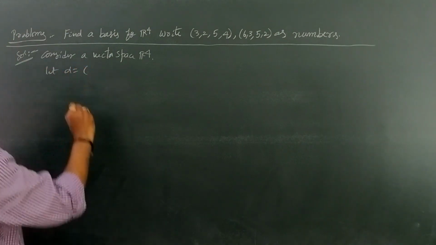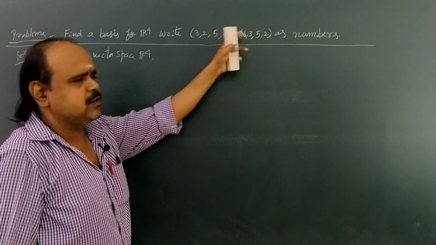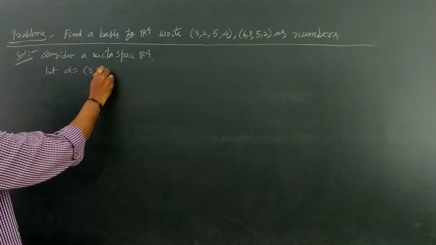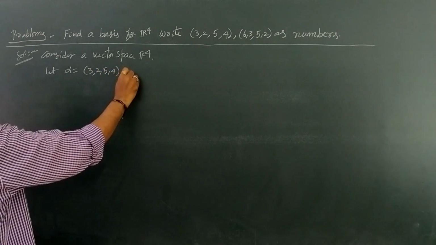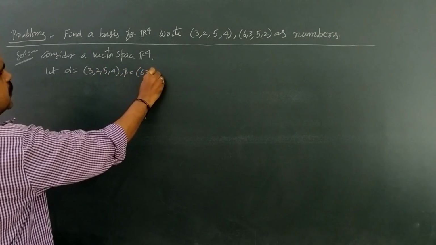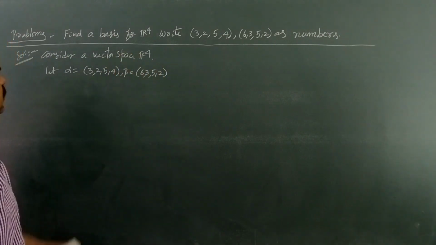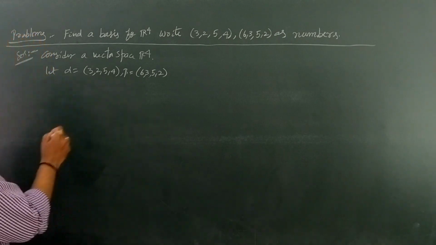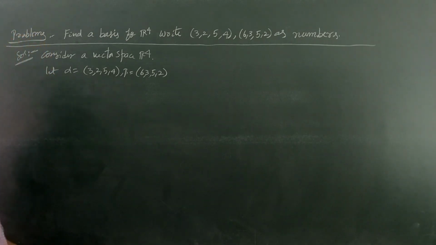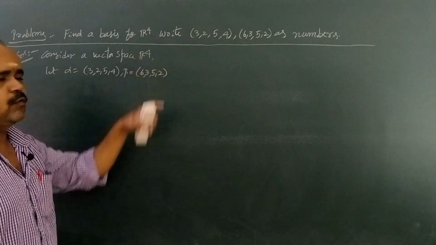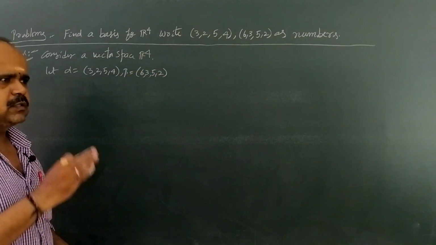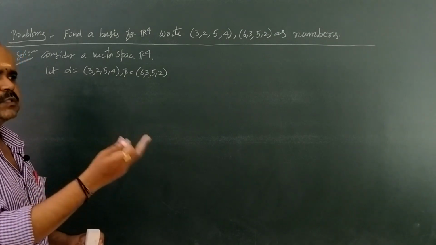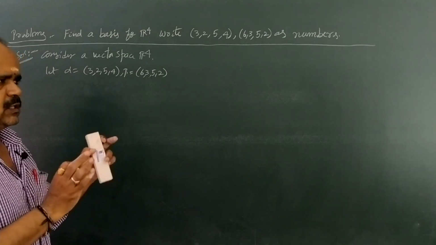Suppose these two vectors are alpha and beta. Let alpha equal to (3, 2, 5, 4) and beta equal to (6, 3, 5, 2). Now we already have a standard basis for R power 4. What is it? (1, 0, 0, 0), (0, 1, 0, 0), (0, 0, 1, 0) and (0, 0, 0, 1). It is the standard basis.